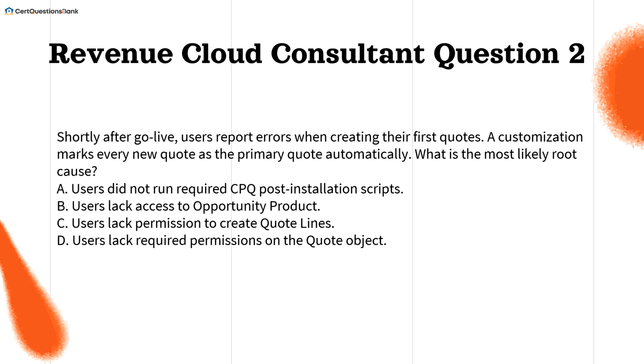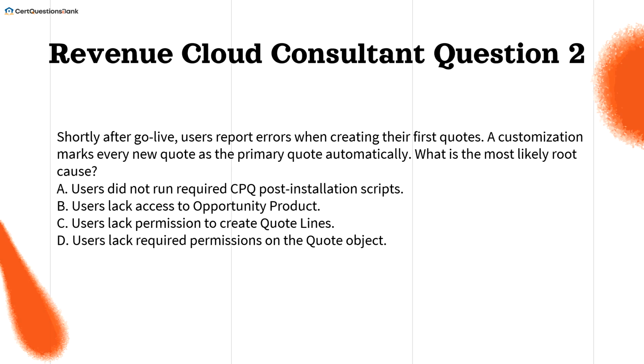Shortly after go-live, users report errors when creating their first quotes. A customization marks every new quote as the primary quote automatically. What is the most likely root cause?